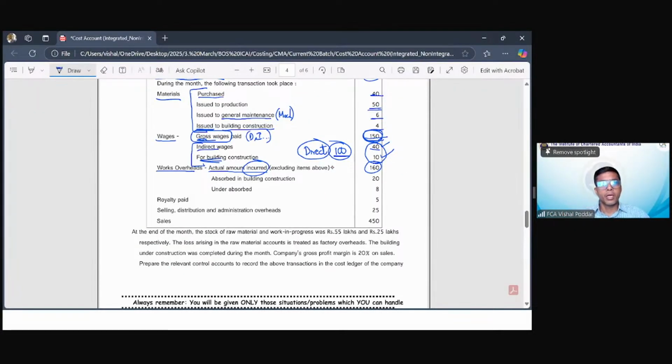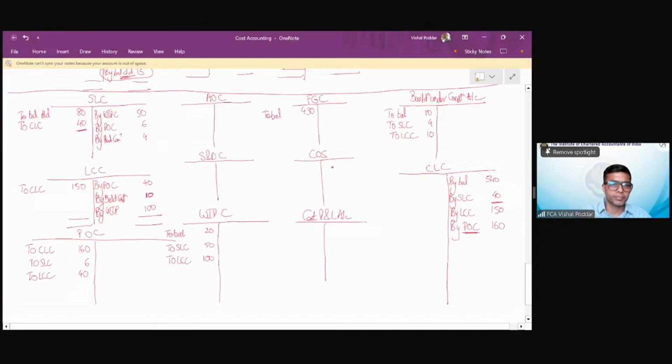Now, out of this, I have consumed 20 rupees for the building. So I have to charge this much of overheads to building. So it will be building construction account 20, and this I will debit to building construction by the name of overheads. Correct, students?